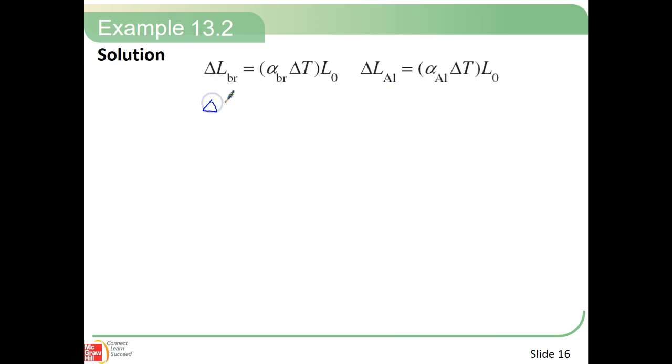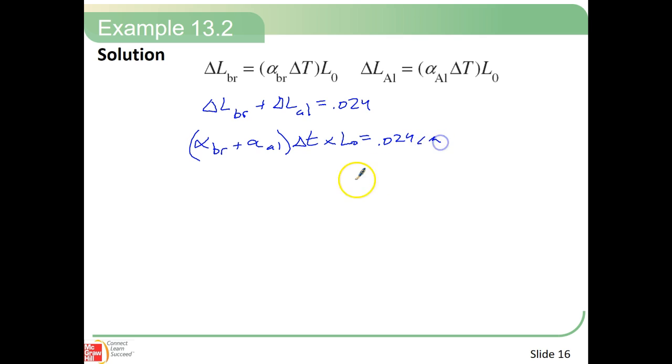So we can say that the change in length of the brass plus the change in length of the aluminum should be equal to 0.024 centimeters. And if you add these two things together, notice that the temperature change and the original lengths are the same, so we can just combine the alphas. So the alpha for brass plus the alpha for aluminum, we can multiply that times the change in temperature times the original length, and that should be equal to 0.024 centimeters.